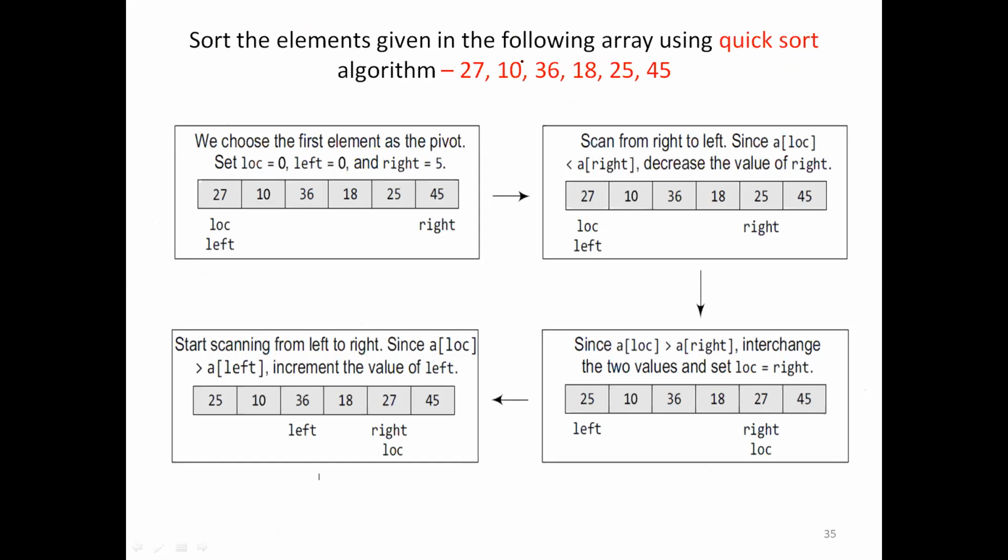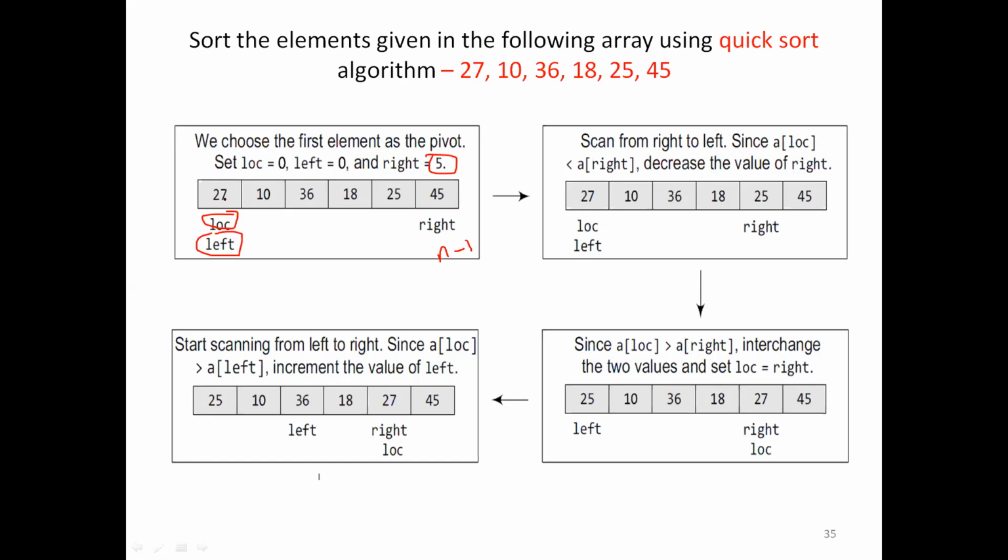So these are the given input elements: 1 2 3 4 5 6. We have taken 3 variables: LOC, left and right. Initially LOC and left point to the 0th index of the given array, and right is n minus 1. Here n is 6, so 6 minus 1 is 5. So right is pointing to the last index. This is the initial condition you are going to follow.